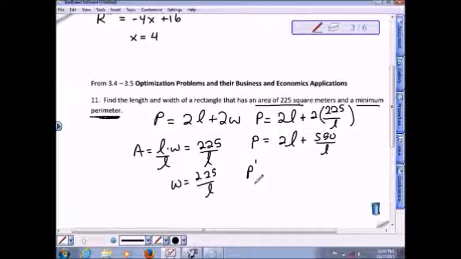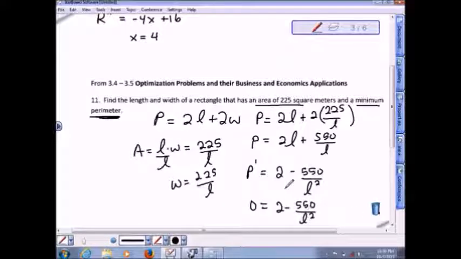So the derivative is 2 minus 550 over L squared. Now, if we set this equal to 0, we're going to add this term to the other side. Now, there's a couple different ways you could solve this. You could think about this as a fraction. 550 over L squared is equal to 2 over 1.